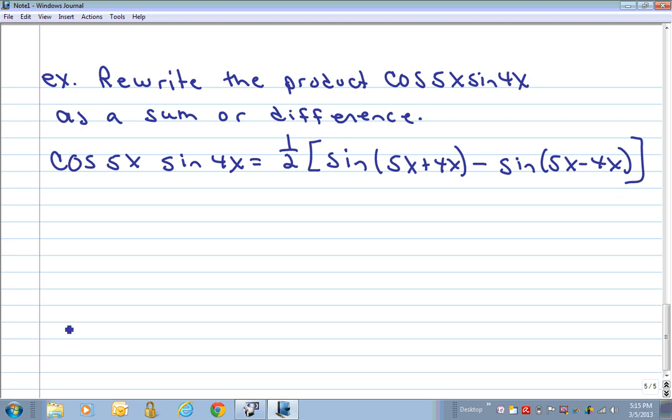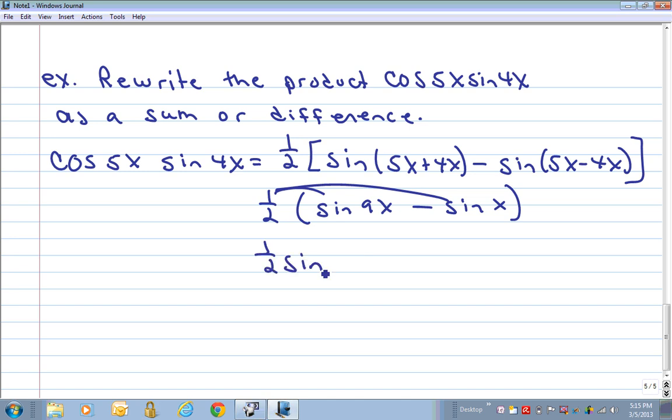The rest of this is algebraic. We're going to keep the 1/2 for right now, and we end up with sine of 5x plus 4x, which is sine of 9x, minus sine of 5x minus 4x, which is sine of x. And then we're going to distribute through our 1/2. So our final answer is 1/2 sine 9x minus 1/2 sine x. And now we've gone from a product to a difference in this case.